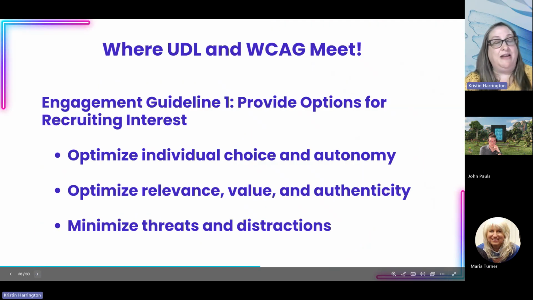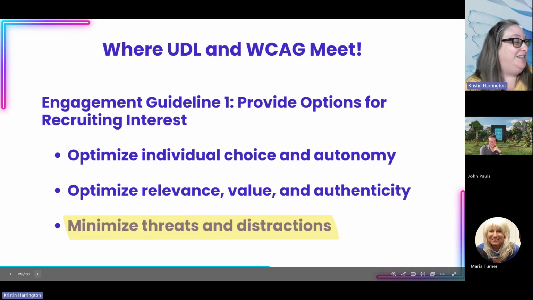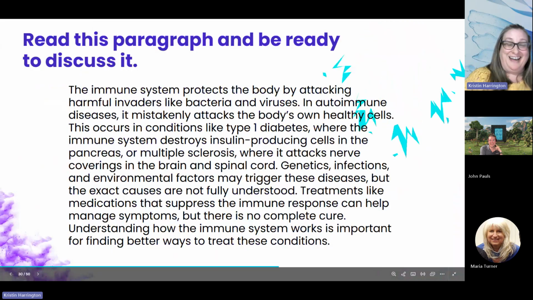So where UDL and WCAG meet, today John talked about engagement, and that is under engagement, there's guideline 1, which is providing options for recruiting interest, which he had some really good examples of AI for that. And we're going to dive in even deeper to this on that last recommendation. What are they called, John? Consideration, which is minimize threats and distractions.